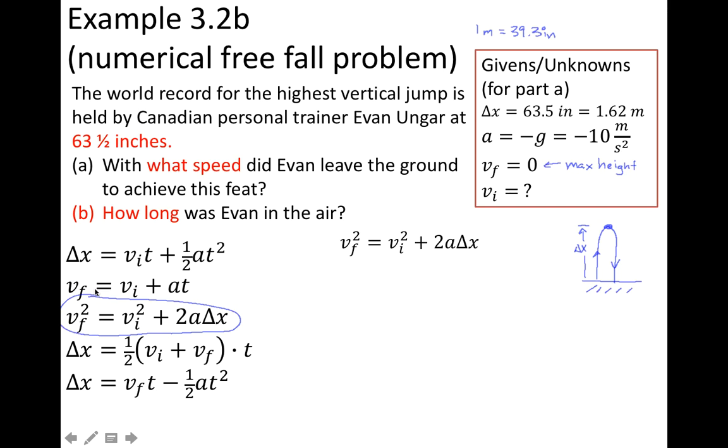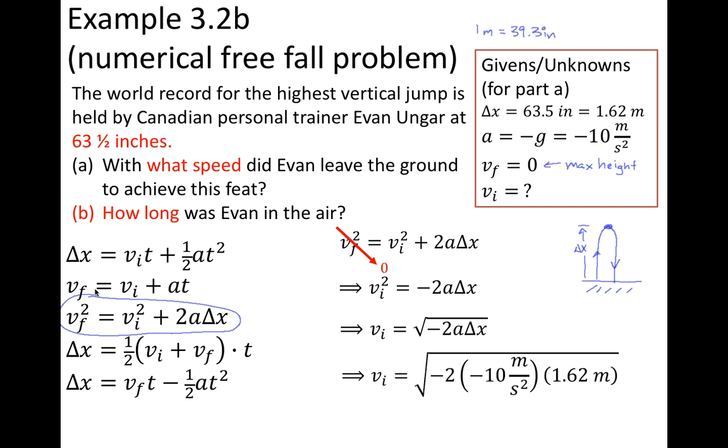We'll write it down. And we can eliminate VF. We know that VF is 0, so we can eliminate it. And if we subtract 2a delta x from either side, that gets V initial squared by itself. But we're not solving for V initial squared, we're solving for V initial, so we need to take the square root of both sides. Now that we have our solution, we can insert our values, and we can crunch the numbers, and we end up with an initial velocity or initial speed of 5.69 meters per second.